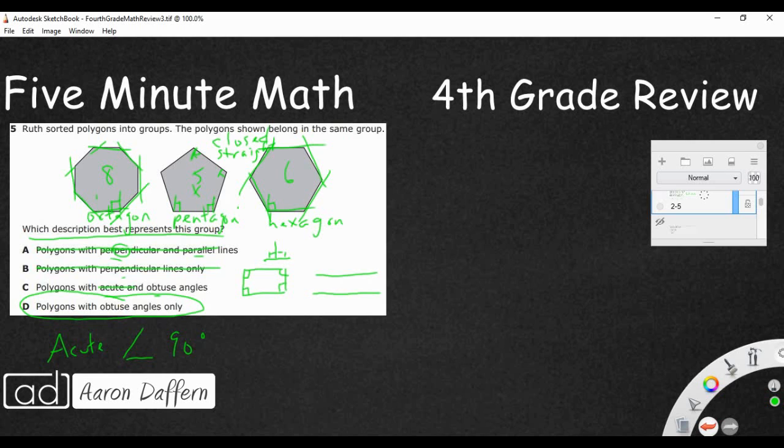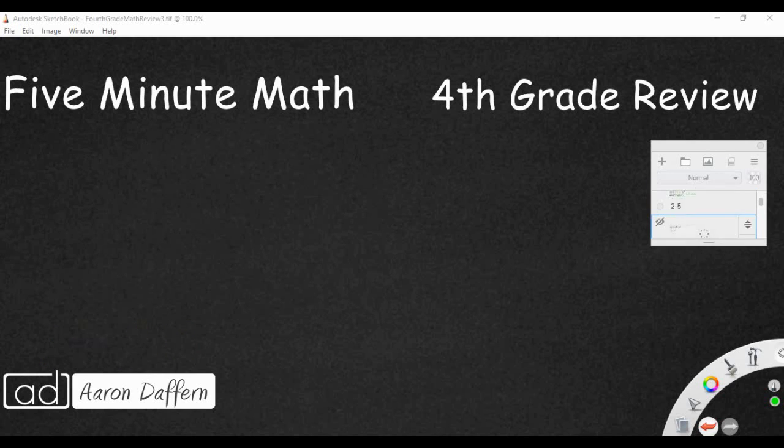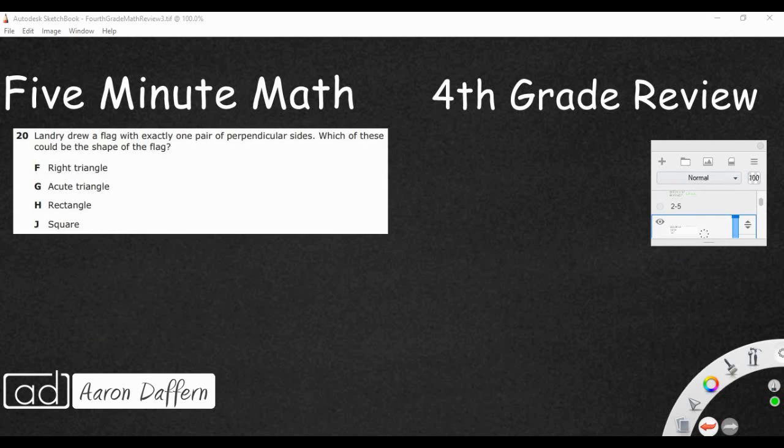And then finally, we're going to continue looking at two-dimensional shapes, but now we simply have to draw it ourselves. Landon drew a flag with exactly one pair of perpendicular sides. Which could be the shape? Well, let's see if I can draw each of these and we'll take a look at it that way. So my right triangle, let's just use the one I had right here. There it is, and look, it does look like it's got a pair of perpendicular sides right here and right here, so that's a pair. So we're going to say question mark, but that could be it.